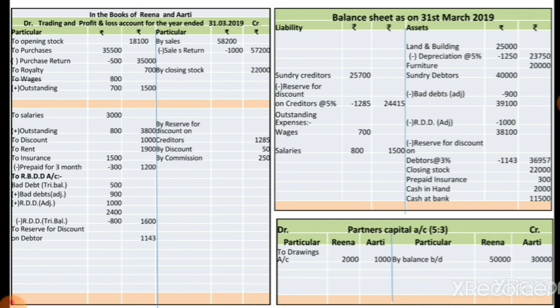So the balancing amount of land and building is 23,750, and the second effect of this depreciation is to be recorded on the profit and loss account debit side. So we write it on the profit and loss account debit side as depreciation on land and building, and in the outer column 1,250 we recorded. Okay, so the last thing given in your adjustment is that Reena and Aarti are sharing the profits and losses in their capital ratio.